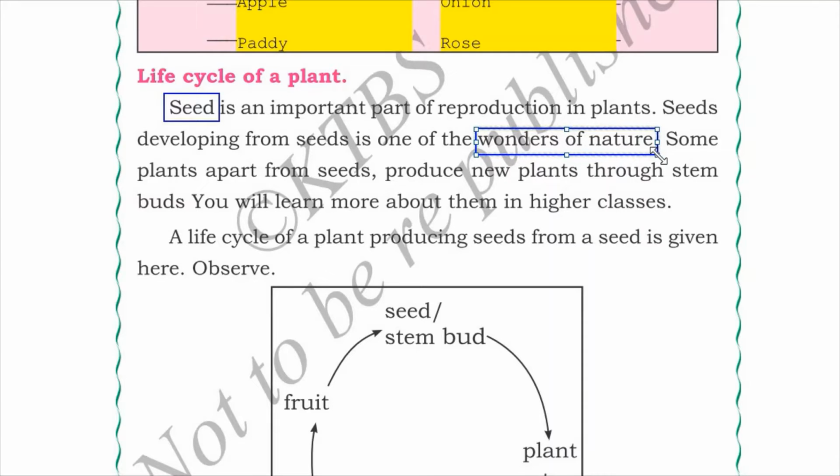Germination is the process by which seeds become a small plant. So after germination, the plant is going to grow. It is going to bear flowers and fruits, and we can get new seeds from the plant. So that is how we can say the seeds will develop into new seeds. Some plants apart from seeds produce new plants through stem, buds, etc. You will learn more about them in your higher classes.